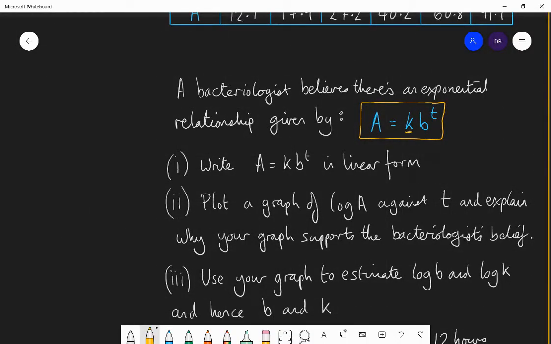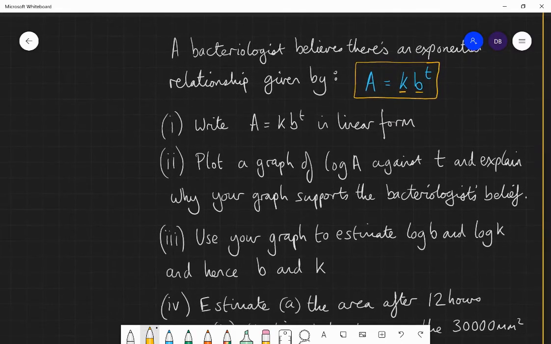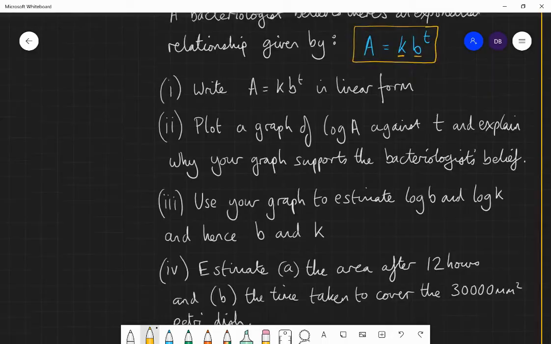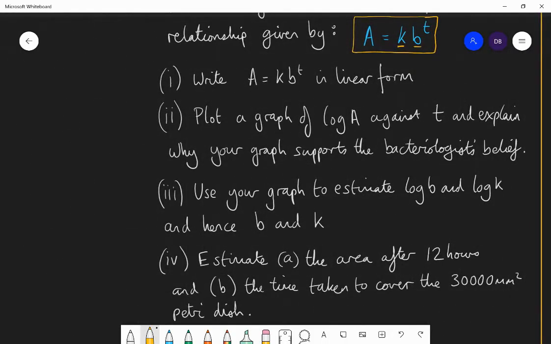We're then going to use the graph to estimate the values of log B and log K and find these constants K and B so that we can then predict some other values. We're going to then use it to estimate the area after 12 hours and the time taken to cover the whole Petri dish, which has an area of 30,000 millimeters squared. Okay, so let's start with the first part. Write A equals KB to the power of T in linear form.